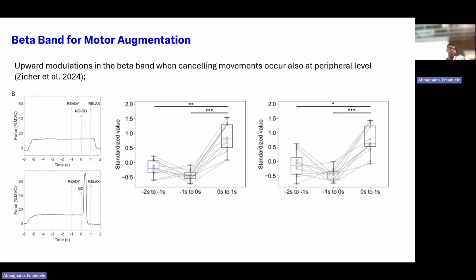So we can get something from the literature. We already heard from the study during the summer school that the beta band is involved in this cancellation mechanism, which is whenever we cancel a movement, there is an increase in power at cortical level. This showed that at the peripheral level, this increase in power in the beta band is also transmitted out of the peripherally active muscle, which is what we are seeing right here.